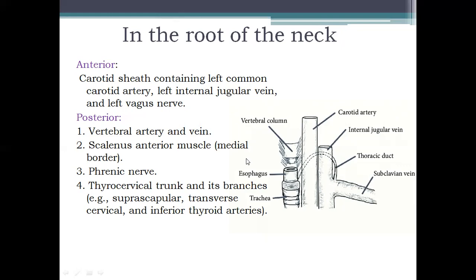Posterior to it, we would have the vertebral artery, vertebral vein, and then a certain muscle called the scalenus anterior muscle. We will also have the thyrocervical trunk, which is a branch of the subclavian artery, and we'll also have the phrenic nerve, which originates from the cervical plexus and descends downward to supply the diaphragm.